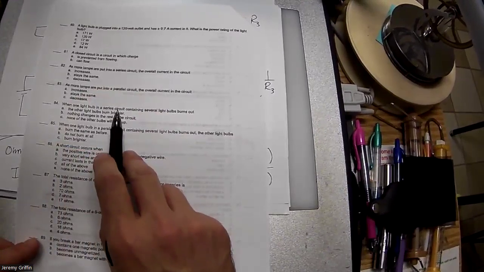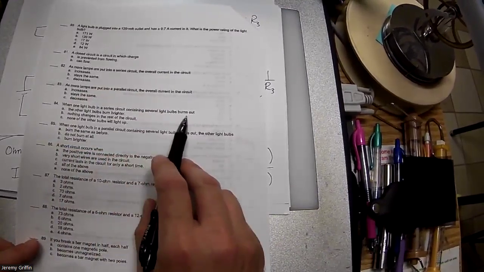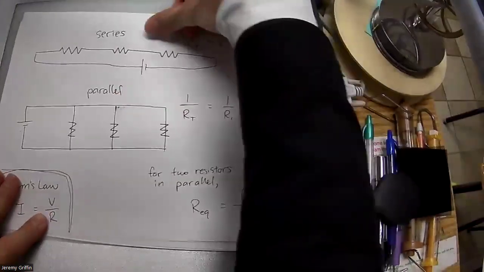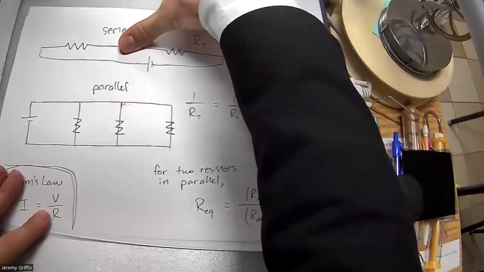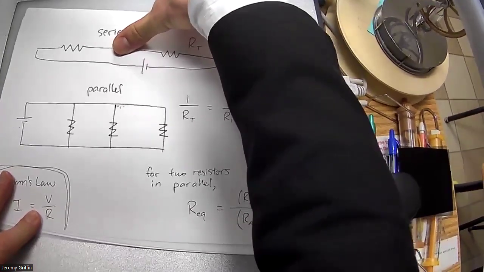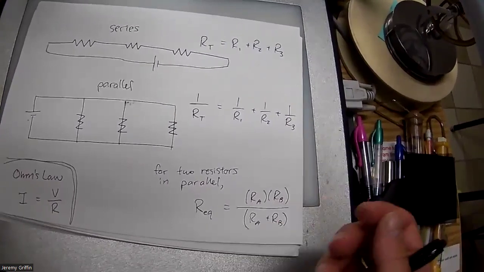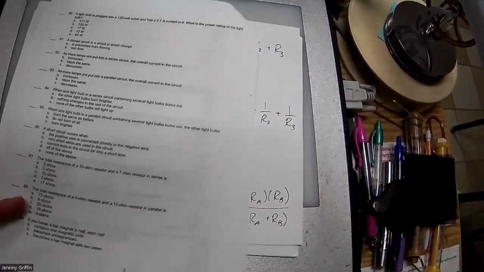When one light bulb in a series circuit containing several bulbs burns out, let's look at that. Series circuit, let's say this one burns out. Does that open the circuit? Right? And then none of the other bulbs even turn on. That's the answer to that question. None of the other bulbs light at all.